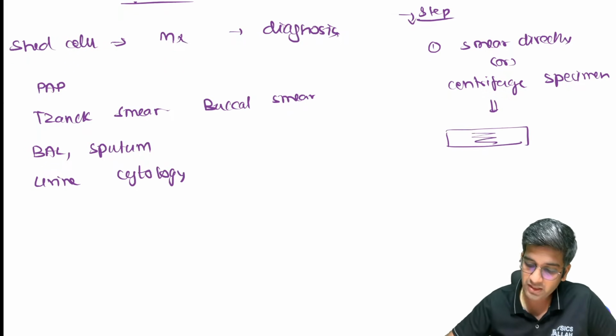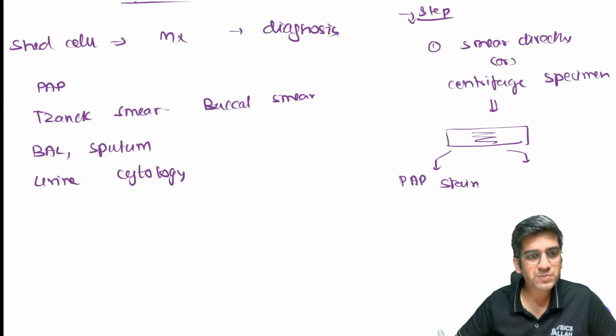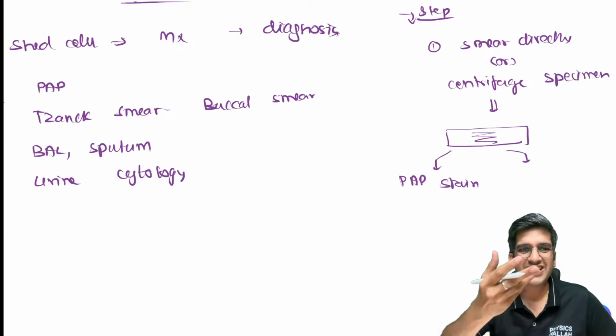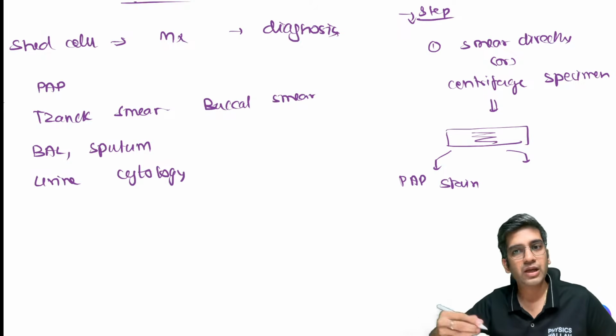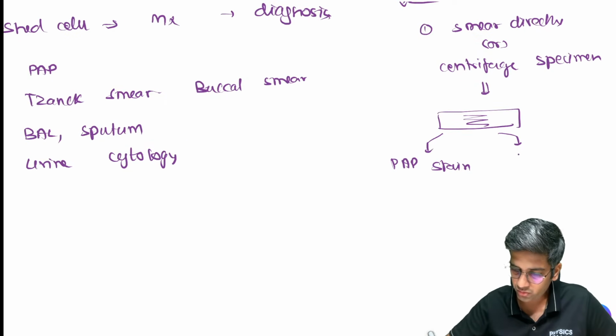After making a smear, we generally do 2 stains, pap stain. If it's a pap smear, I prefer only pap stain. If it's a Jank smear, if it's BAL, if it's sputum, I do pap stain, as well as MGG or Giemsa stain. Okay.